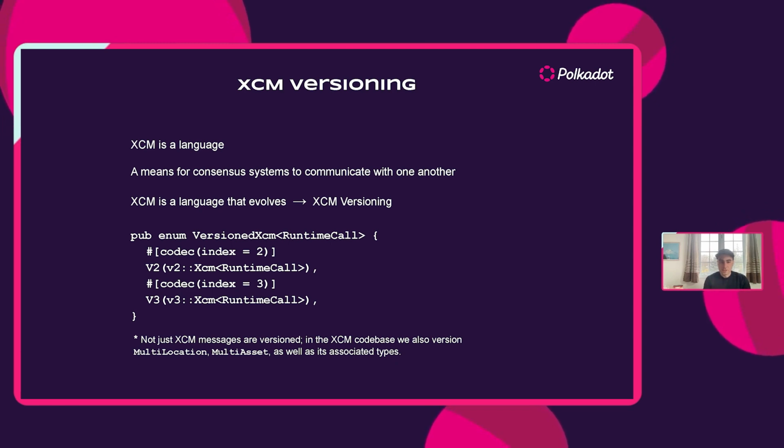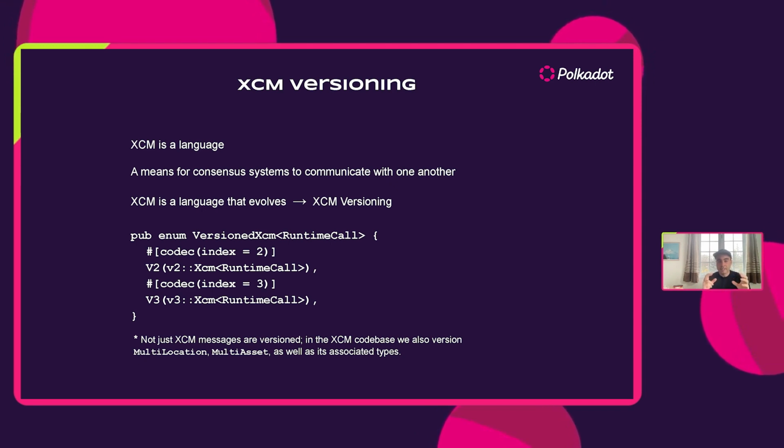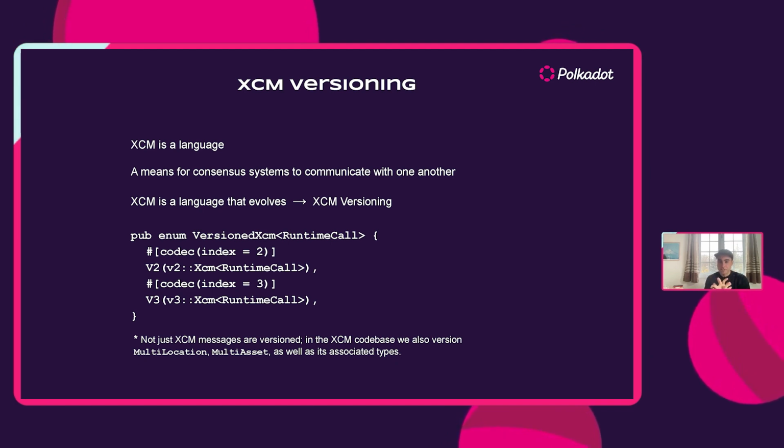You can actually see the Rust code there. That's actually pulled right from the source code. The XCM messages are versioned. You can see v2 and v3. Additionally, the multi-locations can be versioned, and the multi-asset, as well as the associated data types. So everything goes under a version in XCM.